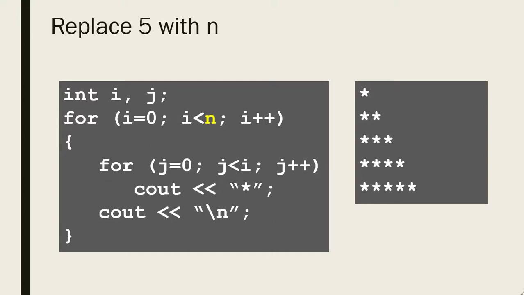Also, to make our program truly generalizable, instead of using 5, we should use a value like n, so it can produce patterns that have 5 rows or 9 rows or 100 rows or whatever the user wants. They would enter n.